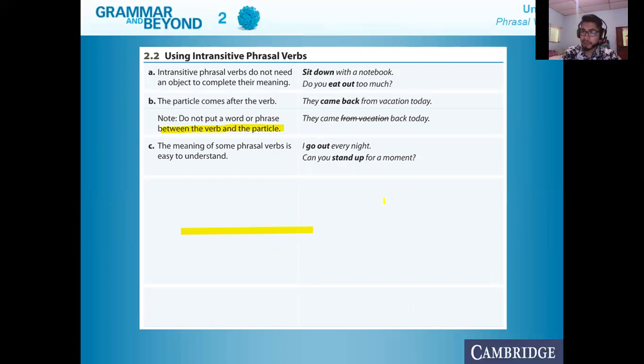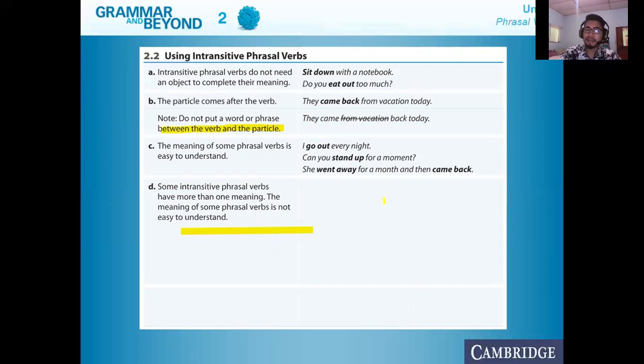Can you stand up for a moment? So, can you stand up for a moment? So, stand up. We know it already. It's right here on the tip of our tongues, and we don't need anything else. "She went away for a month, and then she came back." No explanation needed.